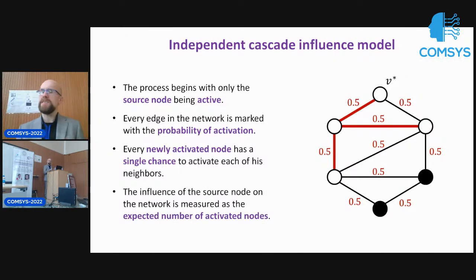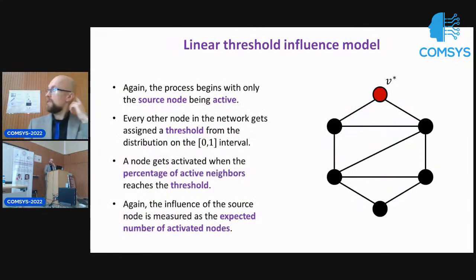So what is the influence? How do we measure the influence of the source node? We express it as the expected number of activated nodes. In particular, when we want to compute it in practice, we usually run a Monte Carlo process, in which we run this process many, many times, and we check how many nodes on average get activated as a result of this process. Okay, so this was the independent cascade model.